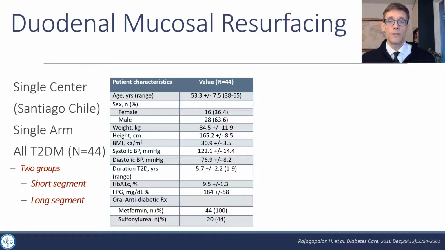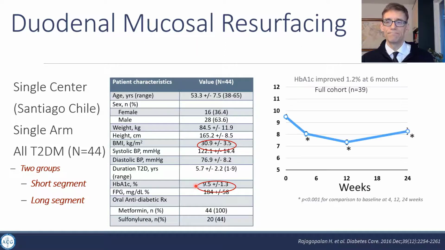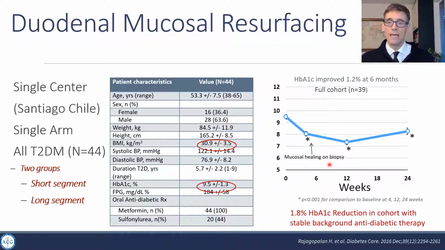The first in-human study was a single-center study performed in Santiago, Chile, single-arm open label. You can see that the BMI wasn't terribly high at 30.9, but they did have very poorly controlled diabetes with an HbA1c of 9.5. Overall, the A1C dropped by 1.2% at 6 months, and this was after mucosal healing was confirmed on biopsy. And if you looked at the group of patients whose background medications were stable, they had a 1.8% reduction in A1C.